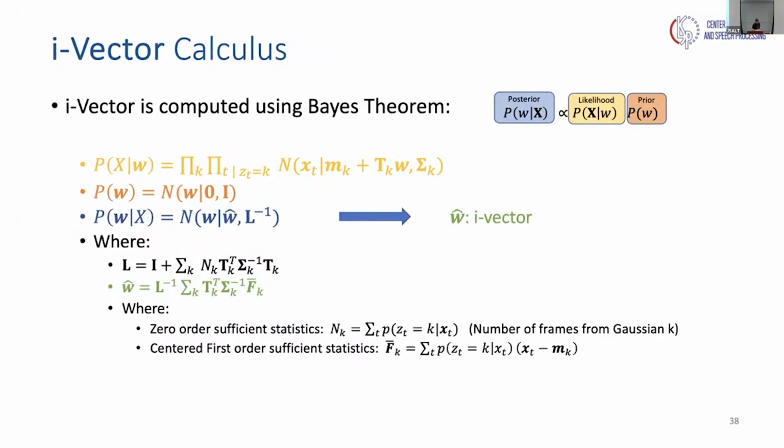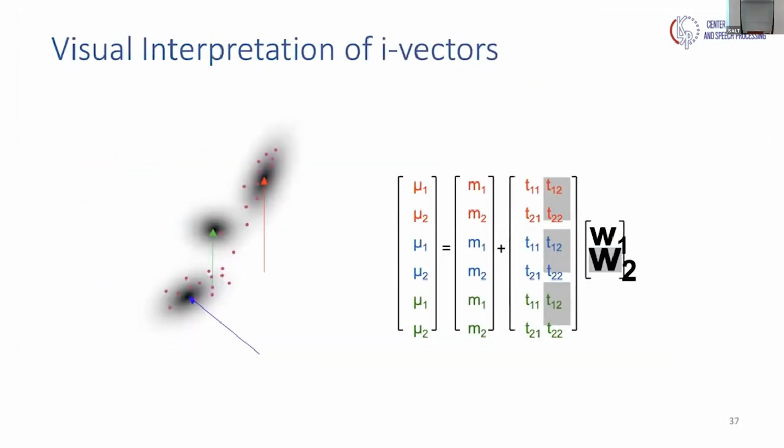So when you calculate W, what is the i-vector? What you do is you use the Bayes theorem. Basically, you have a likelihood function that is the product of Gaussians: for each Gaussian k, and then for each time step that belongs to Gaussian k, you have a Gaussian with a mean equal to M_k plus T_k W, which is the mean and the T-matrix in block k of the matrix equation. So basically, if you are in Gaussian 1, M1 will be these two values, and T1 will be these two rows, right?